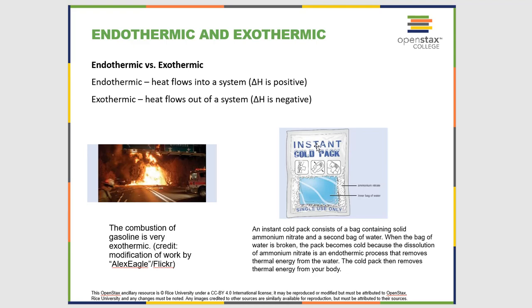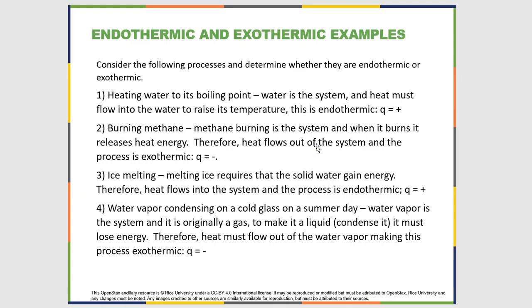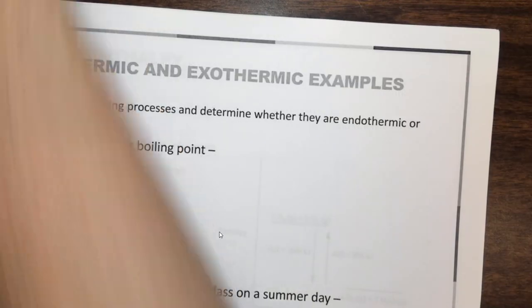And one thing that we need to do is qualitatively be able to determine whether something is endothermic or exothermic. So we just want to determine if it's endothermic or exothermic, not necessarily how much energy is exchanged. So let's look at an example. Heating water to its boiling point. And so we don't have the answers in front of us.